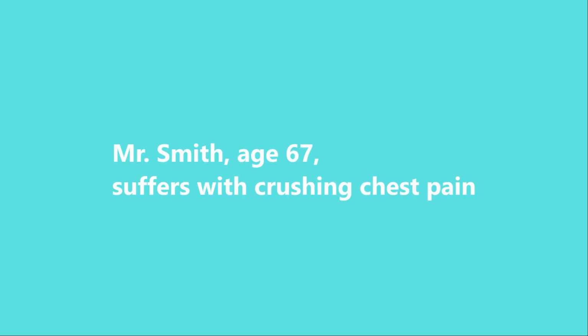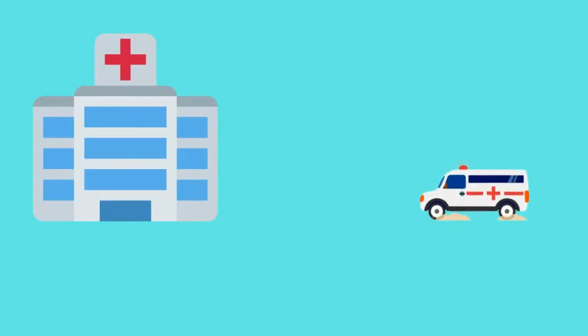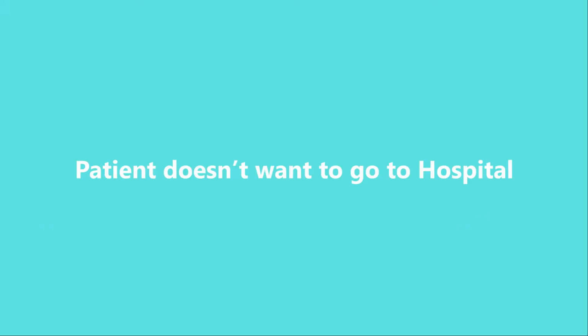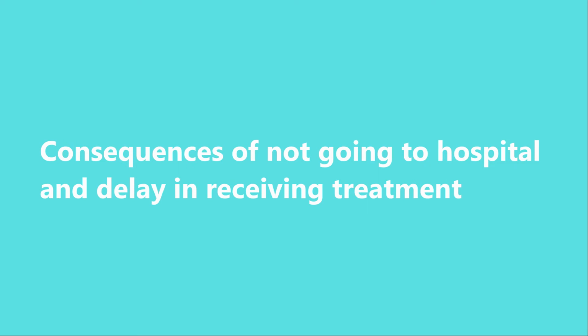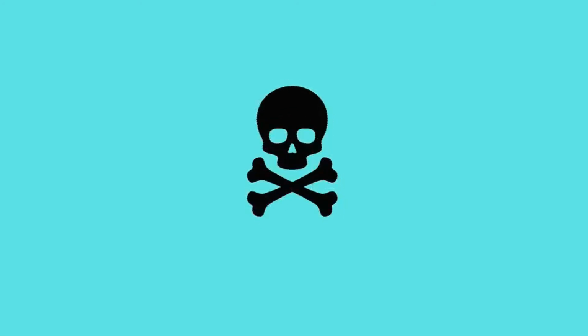Let me give you a working example. Mr. Smith, age 67, suffers with crushing chest pain. You're worried he might have an acute coronary syndrome and recommend admission to hospital for further assessment and treatment. The patient doesn't want to go to hospital. In this scenario, it is important to ensure that Mr. Smith is given sufficient information to make an informed choice about admission. The doctor must explain the consequences of not going to hospital and delay in receiving treatment. A major complication of acute coronary syndrome is death. This information needs to be conveyed sensitively to the patient.